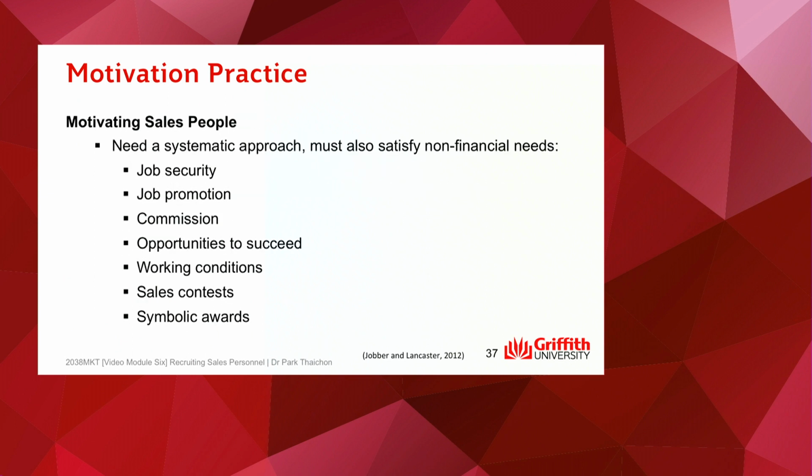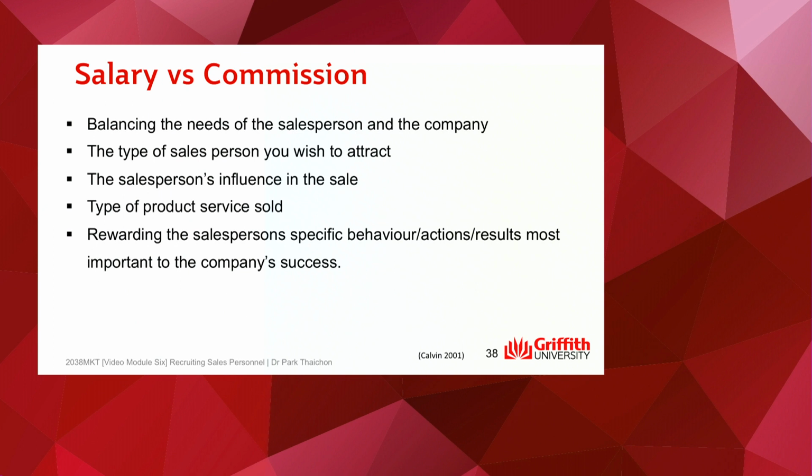All right. Apart from the commission just now, here are some more of the motivations that we're going to give to the seller. Apart from the money, we talk in terms of job security, job promotion, and working conditions, whether there is a phone, a car park, a car, what the office is like, and that type of thing. And there is also something called a sales contest. We will talk about sales contests pretty soon at the end of this video, and also the award. The purpose of all of this, of course, is to motivate people to work harder.